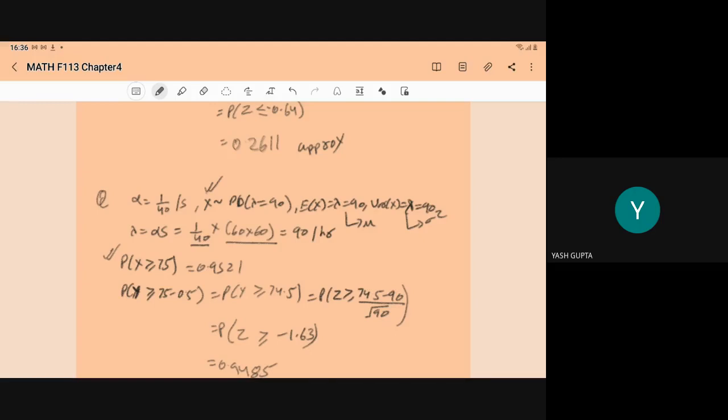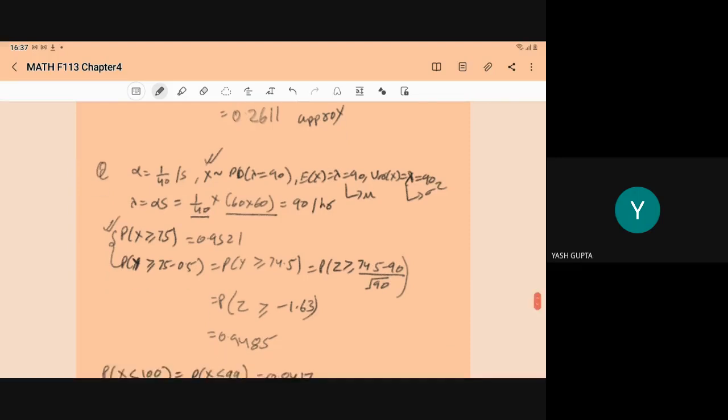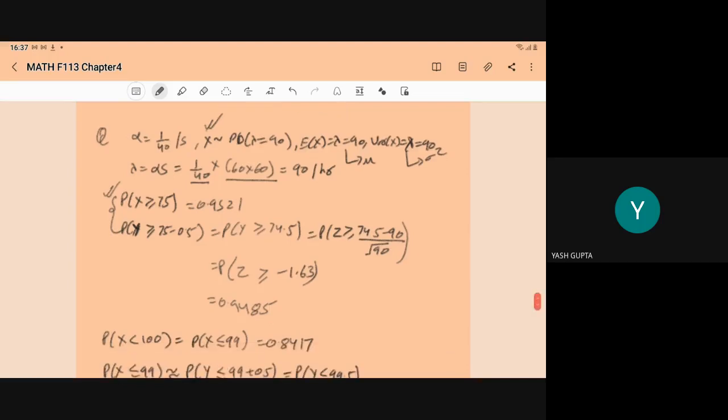Now when you approximate this by the normal variate, probability Y greater than or equal to 75 minus 0.5, so half unit you have to make a correction. So probability of Y greater than or equal to 74.5. Now you convert the non-standard into the standard one. So probability Z greater than or equal to (74.5 minus 90) upon root of 90, which becomes probability Z greater than or equal to minus 1.63. So here we have the approximate probability 0.9485. This is the approximate probability, and this is your exact probability.